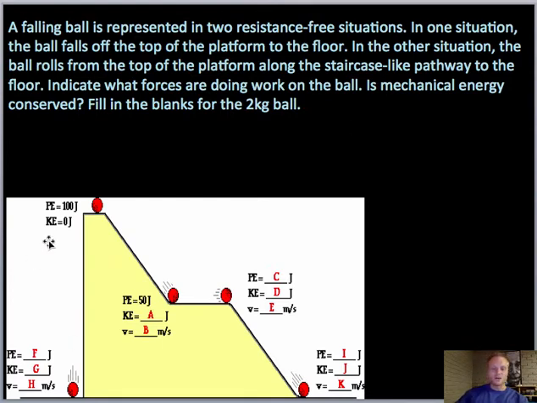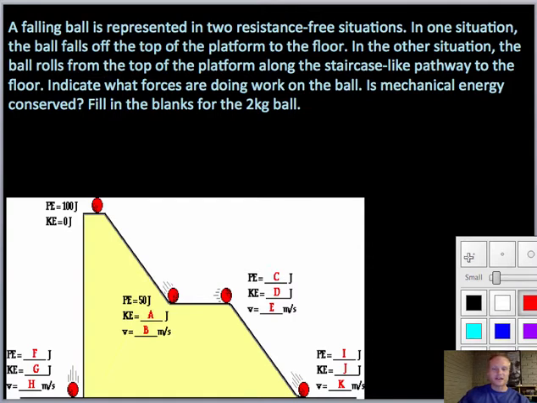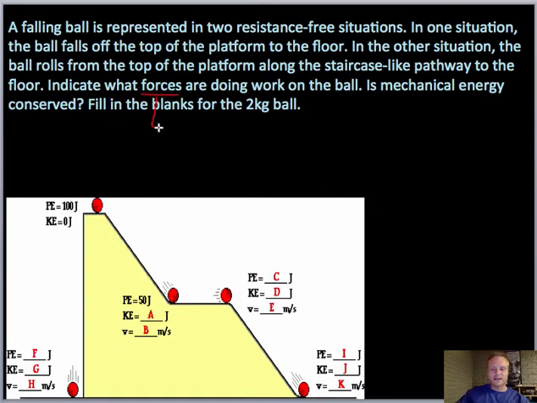Okay, so once this ball gets moving, what is the only force acting upon it? The force acting upon this guy would be gravity. And gravity is a conservative force, so is mechanical energy conserved? The answer is yes. Yes, it is.